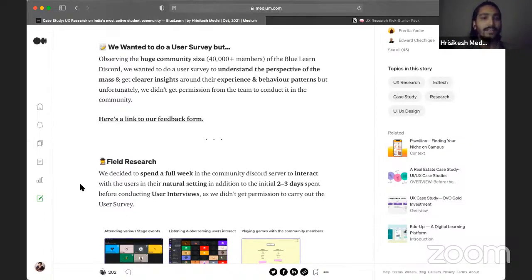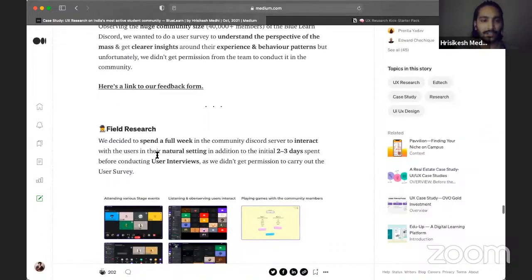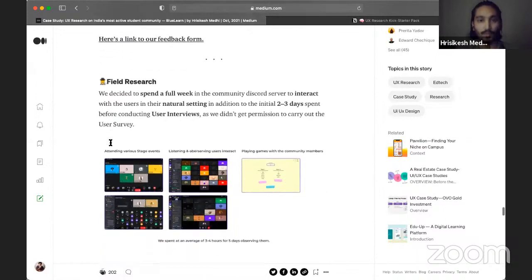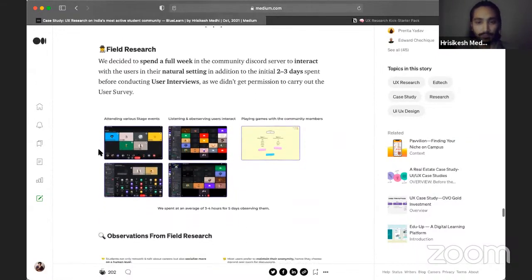Further on, we realized we needed some more inputs, and that's why we wanted to do a user survey also. We talk about qualitative research, but this is more on the data points, more on the numbers. But again, because of the community guidelines, we couldn't do it. But later on, you can have a look at a link, the way we framed our questions, why we framed them, and what our intent was behind that. So you can go through it afterwards.